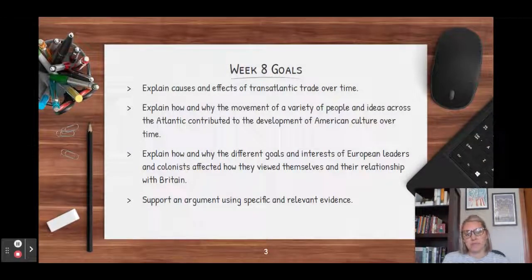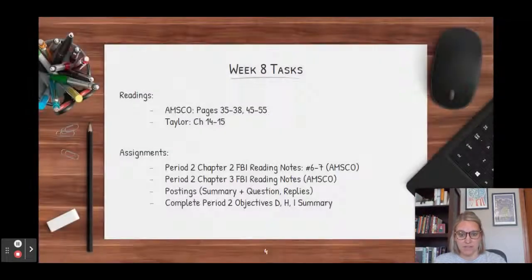So, one of your main goals for this week is to understand the causes and effects of transatlantic trade, how the movement of people and ideas contributed to the development of an American culture, and how goals and interests of European leaders and colonists impacted the relationship between Britain and the colonies. And then finally, our skill based objective here is to support an argument using specific and relevant evidence.